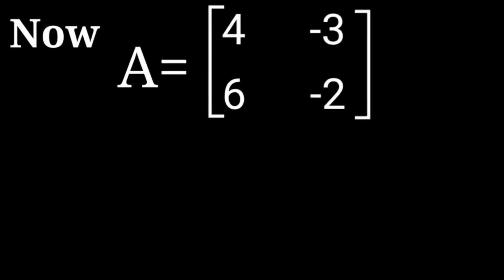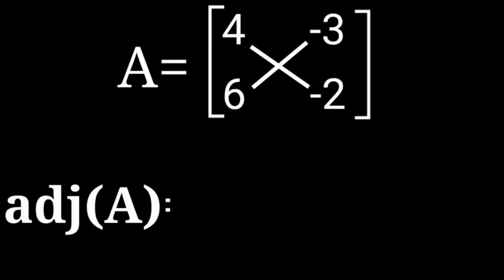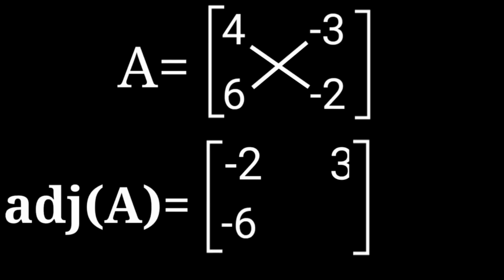Now A is equal to [4, -3; 6, -2]. The adjoint of A is found by interchanging the places of 4 and -2 and changing the signs of -3 and 6, that is [-2, 3; -6, 4]. It is the adjoint of A.